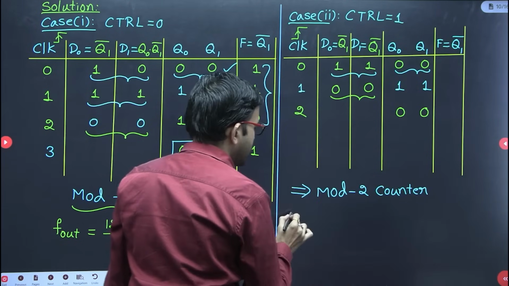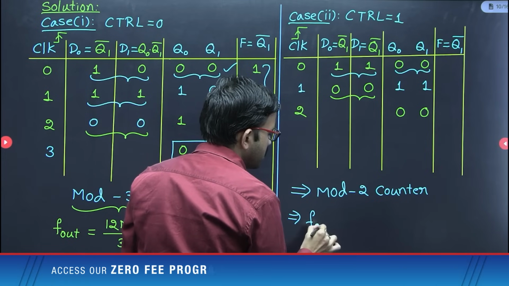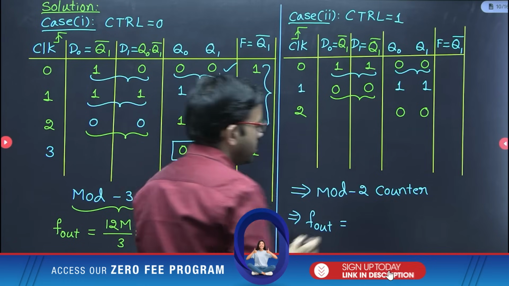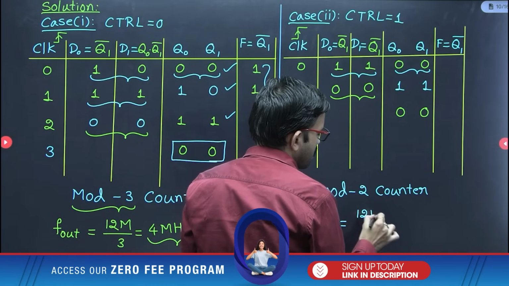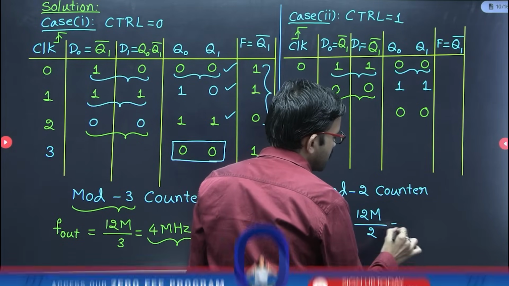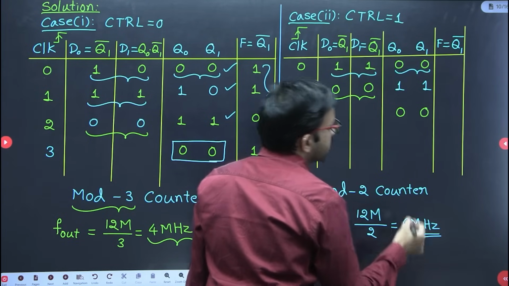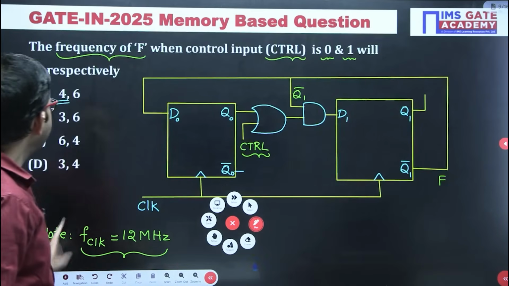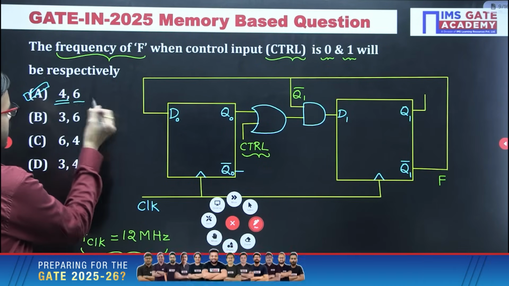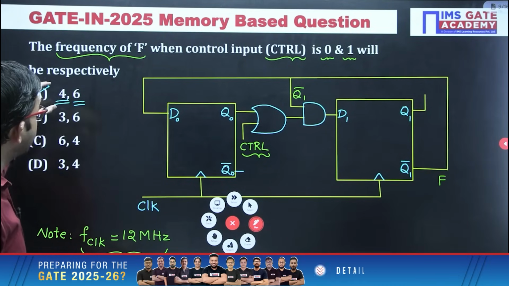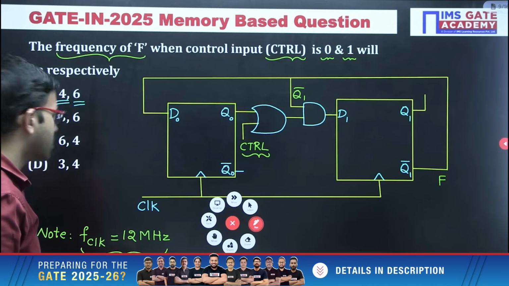So in this case the output frequency is going to be the clock signal frequency, that is 12 megahertz divided by 2. 12 mega divided by 2 is nothing but 6 megahertz. Right, 6 megahertz, that is there in option A. Of course, option B also has 6 megahertz, but because of case 1, option A is going to be the finally correct answer.